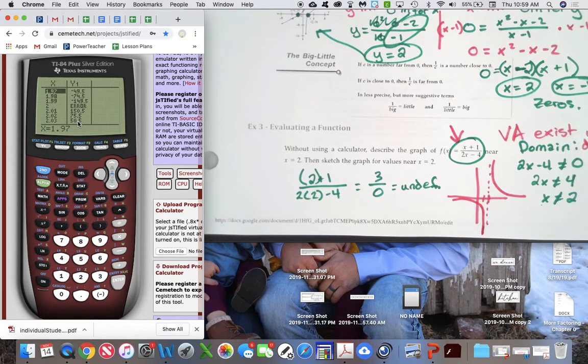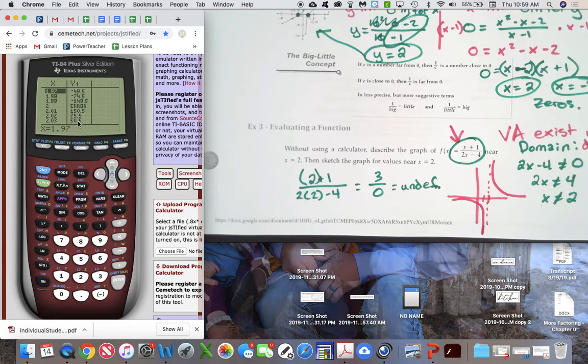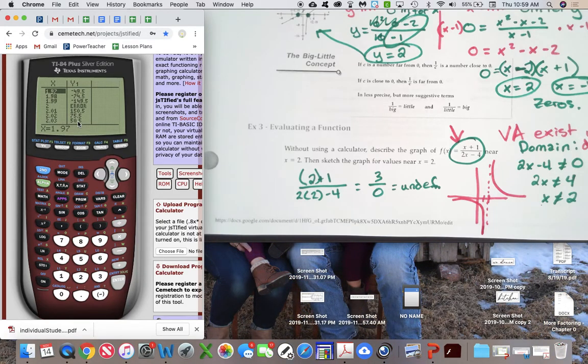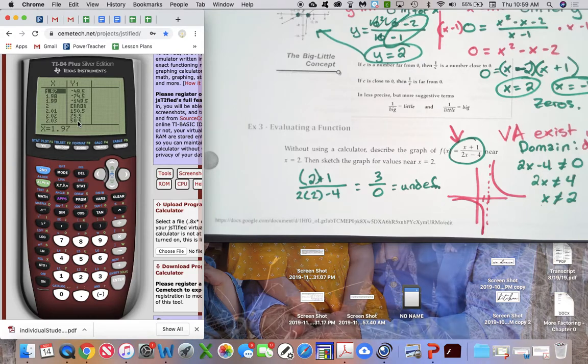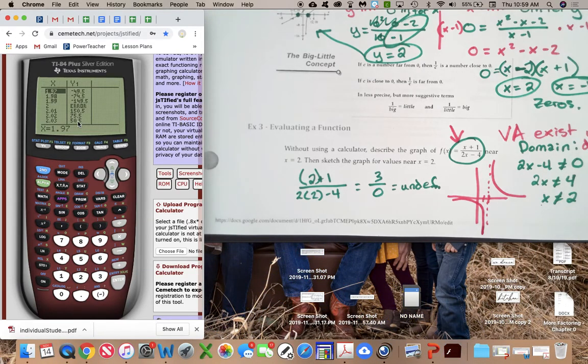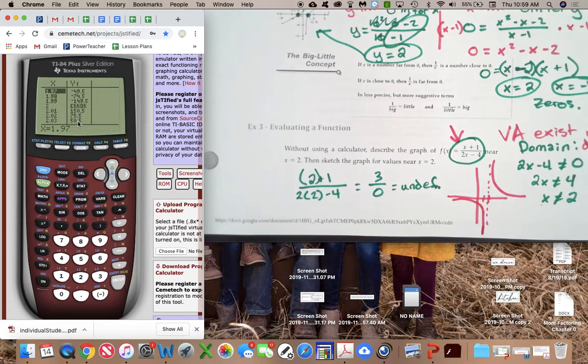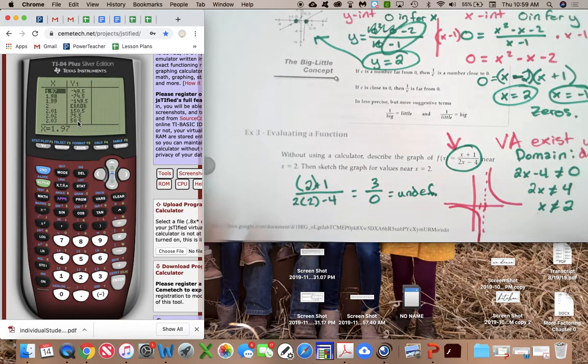Does that make sense to you? On either side of 2, he's split. He's a really big negative, all the way down there. He's a really big positive, all the way up here. Does that make sense? So using that table feature, you can see what the numbers are when you plug them in. Okay, there you go. Let's go to the back side.